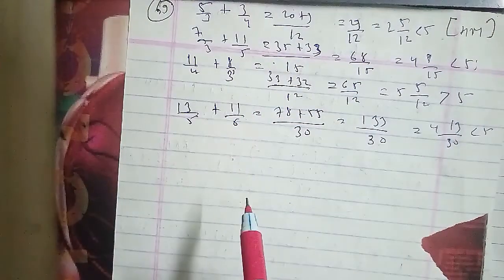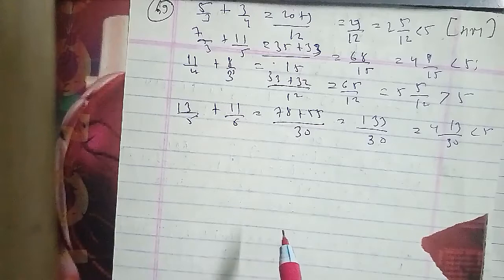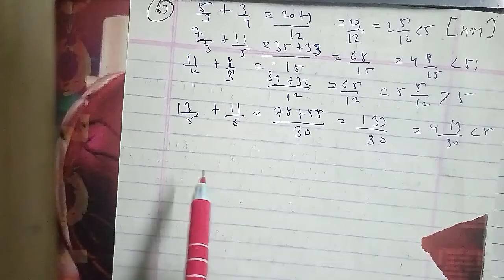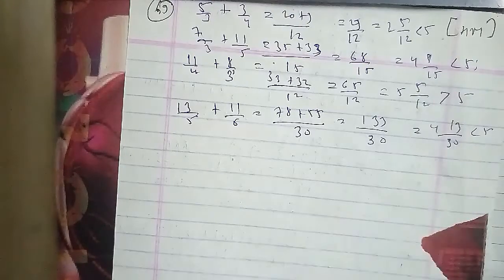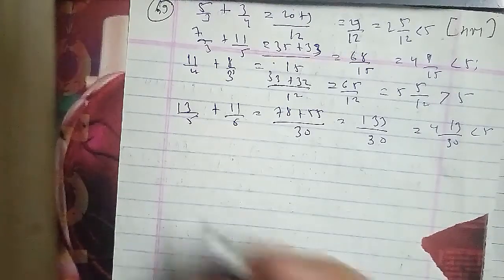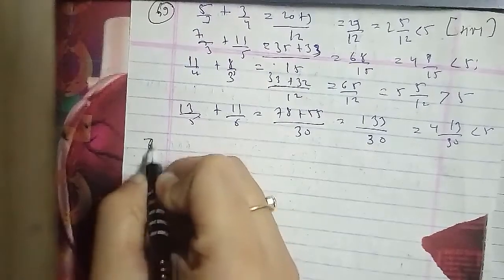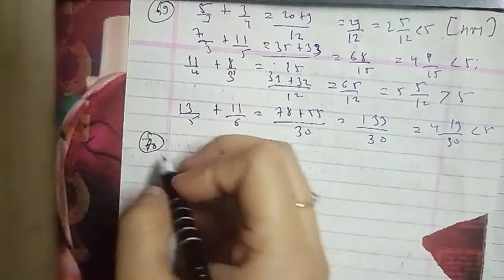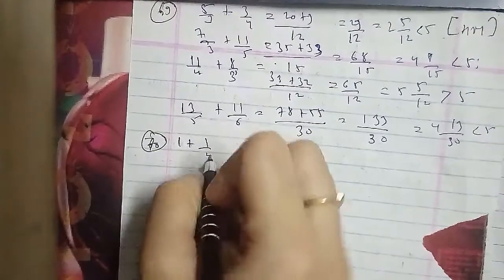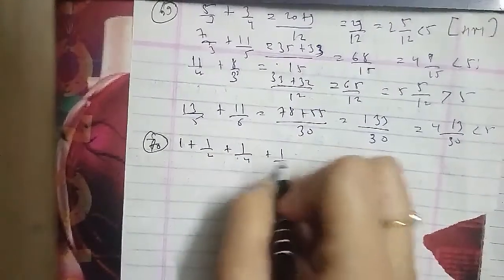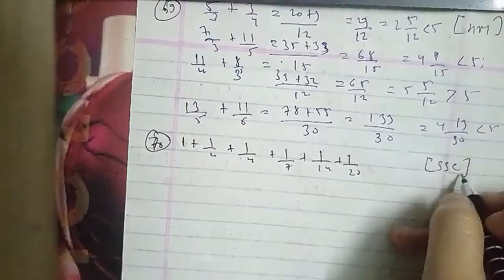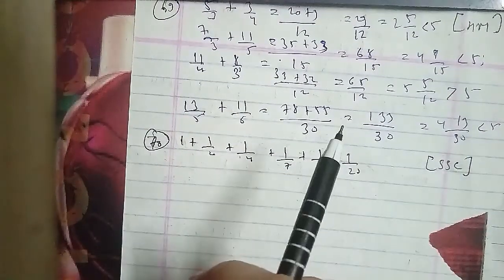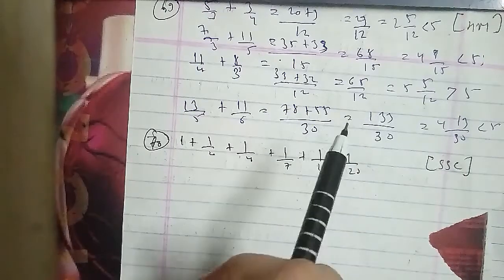We will go ahead with another question, which is also an important one because it has been asked in the hotel management question paper as well. This is the 70th question of the session: 1 plus 1 by 2 plus 1 by 4 plus 1 by 7 plus 1 by 14 plus 1 upon 23 equals what? It was asked in the SSC examination paper. The options are 2, 2.5, 3, 3.5. We will go ahead with the solution.